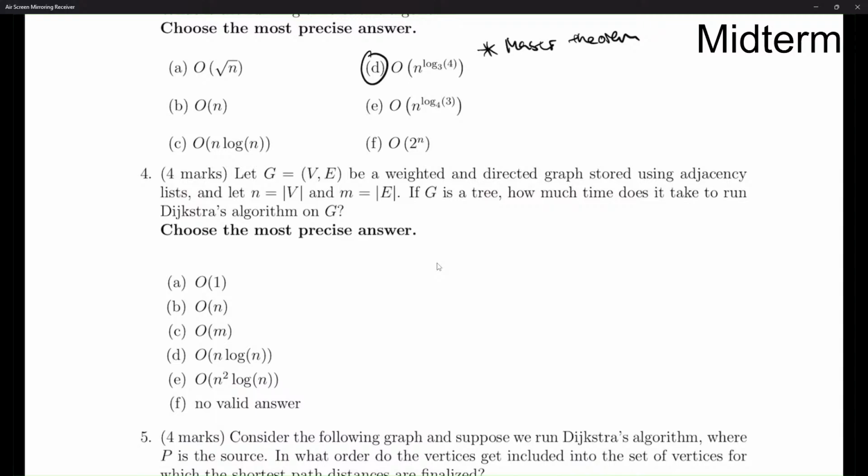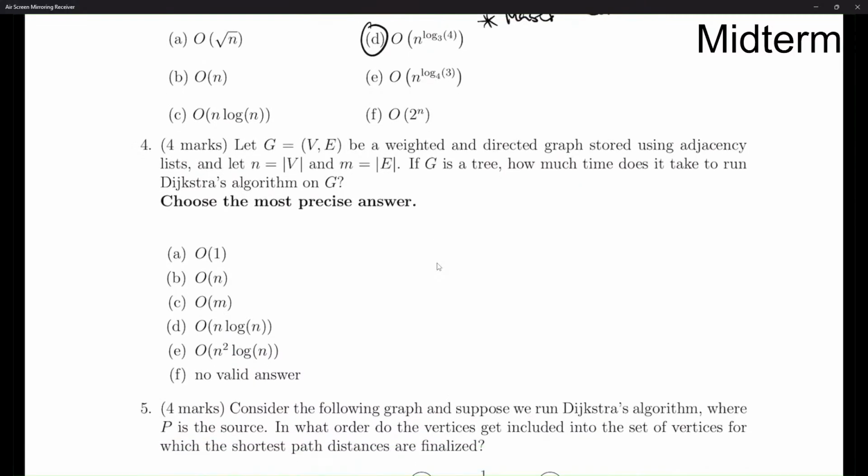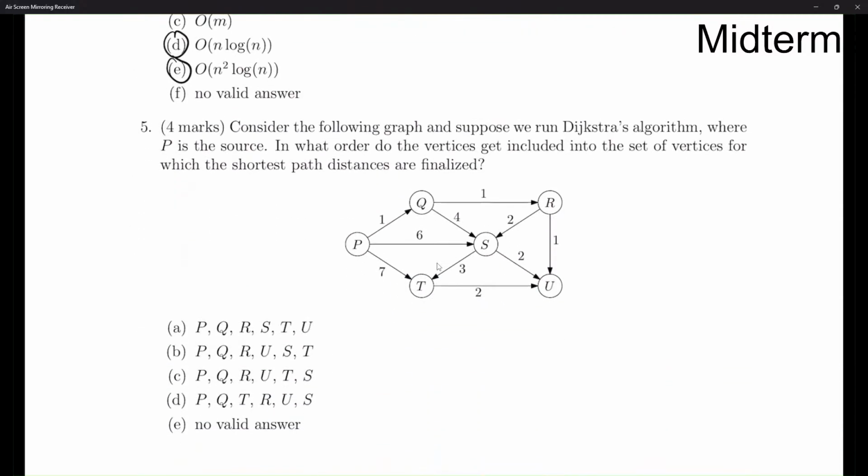If G is a tree, how much time is Dijkstra's on G? Weighted directed graph and adjacency list. Okay, I feel like it's n log n or n squared log n. It's one of these two. Dijkstra's algorithm repeats the source. What order do the vertices include in sets?